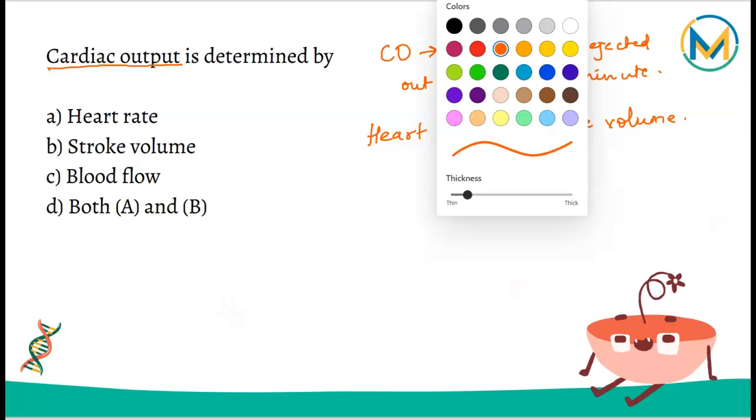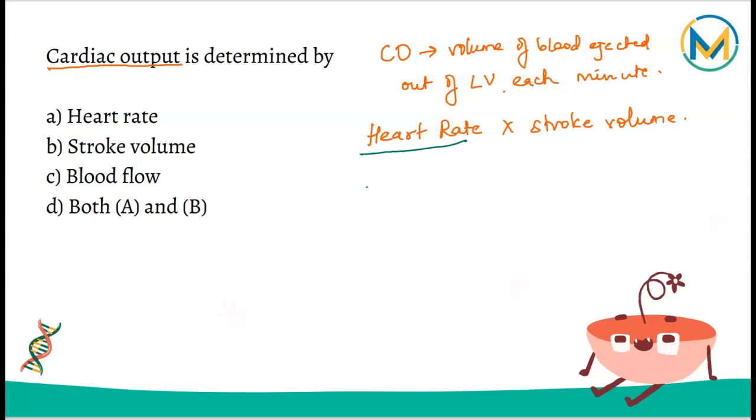What's the heart rate? Heart rate is basically the number of heartbeats. And what's a stroke volume? Stroke volume is the volume of blood, the amount of blood that gets pumped out by our left ventricle between every heartbeat. That's the stroke volume.